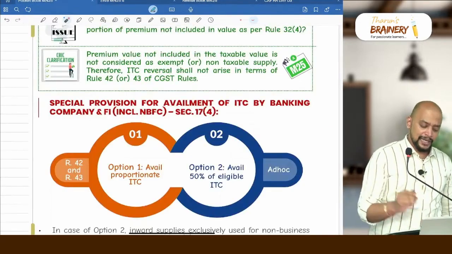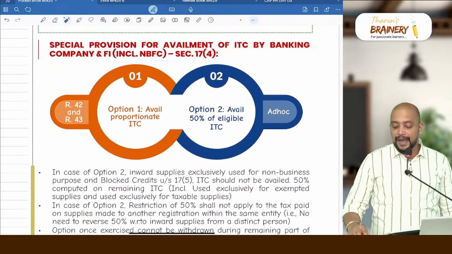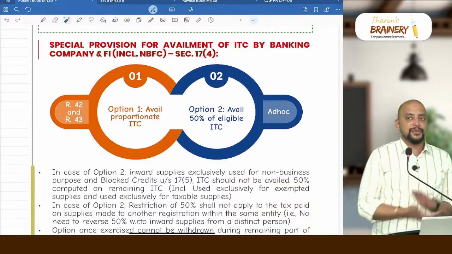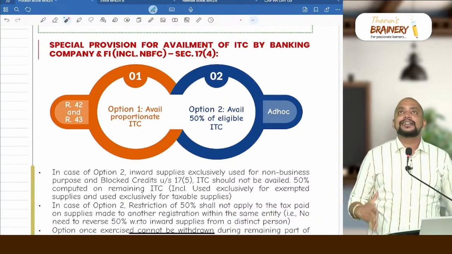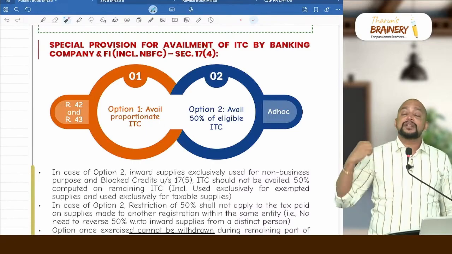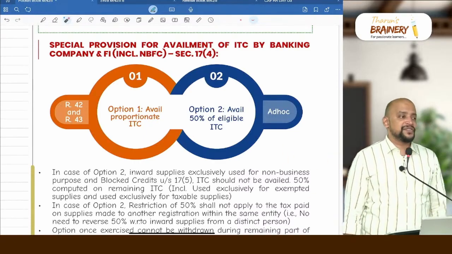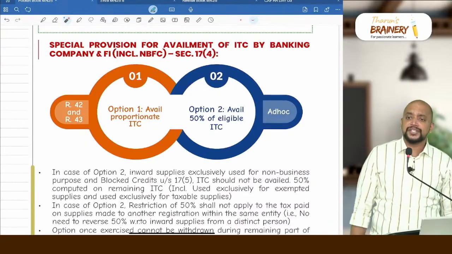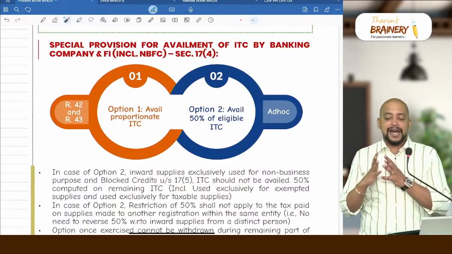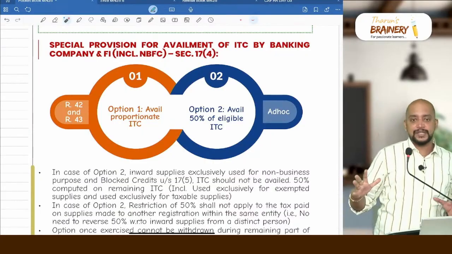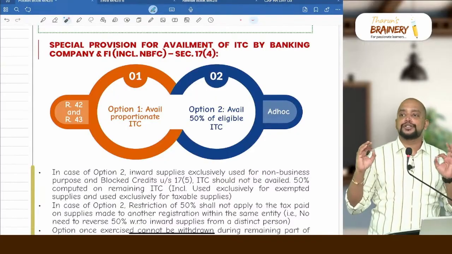Okay. Then next one, you can see special provision for availment of ITC by a banking company, financial institution including NBFC. We all know that for banking company, financial institution, NBFC, interest income will be exempted. Whereas the other income for the bank, financial institution, NBFC, like documentation charges, processing fee, NEFT, credit card charges, etc., will be taxable. So part of their outward supply is exempted, part of their outward supply is taxable. They have two options. This is only for bank, financial institution, NBFC.